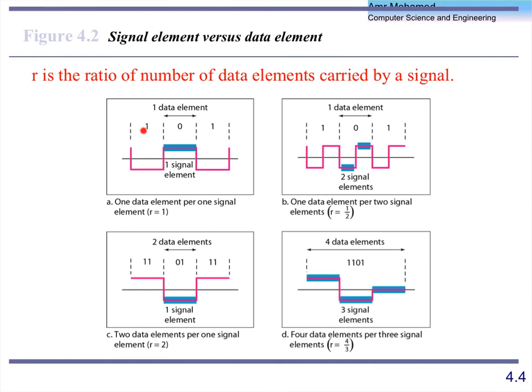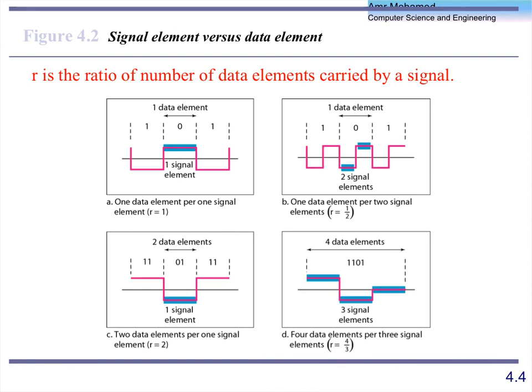So you can use one bit to be represented by one data element. So a data element means a level of voltage, okay, a fixed level of voltage in one level, right? So this is one signal element, and this is one data element. So the ratio here is 1, simply.